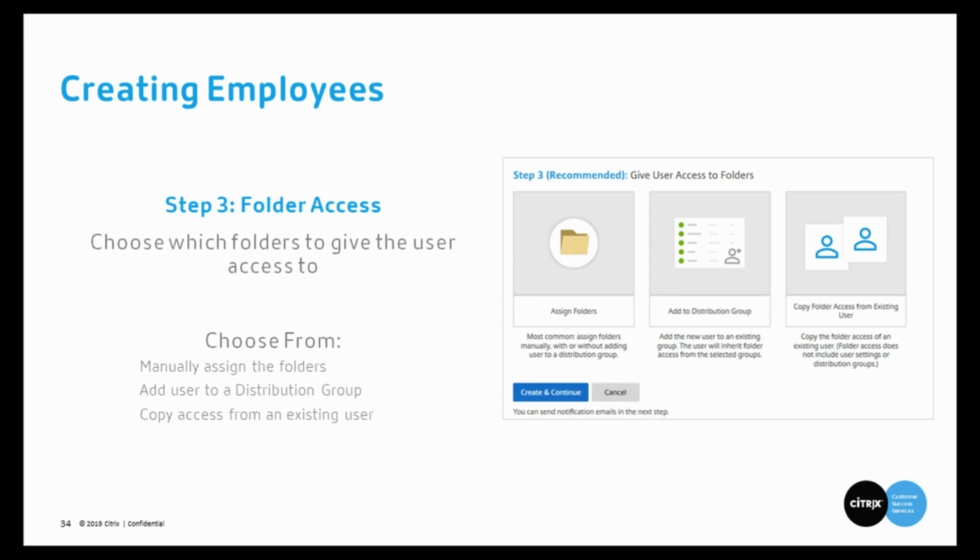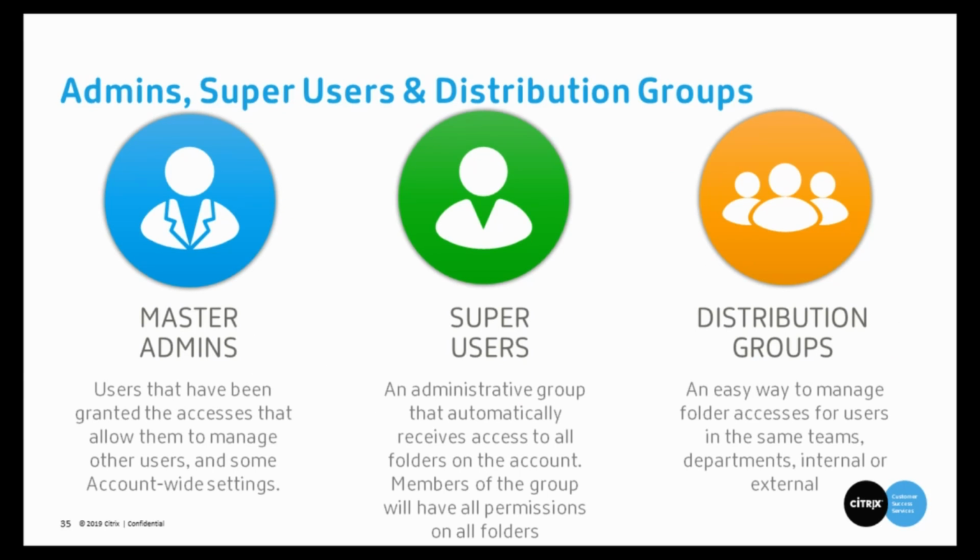Okay, and step 3 will be basically to set up the folder accesses. At this point, we will be able to either assign this specific employee or user to a folder, add them to a distribution group, or copy access from an existing user in order to clone those accesses to this specific employee. Share file will allow you to have different ways to control who is accessing this content.